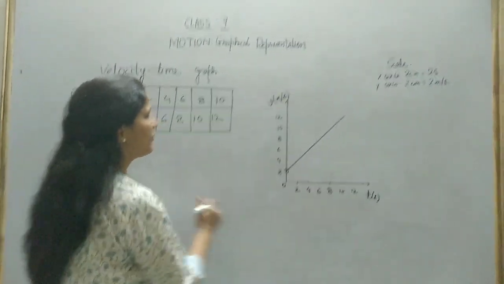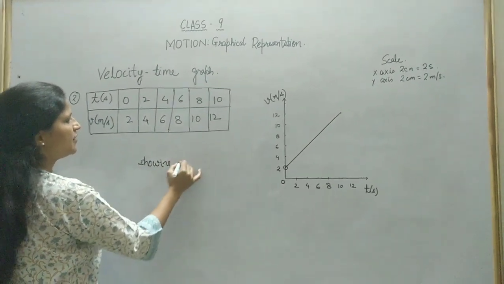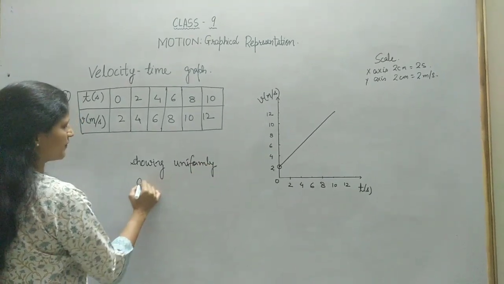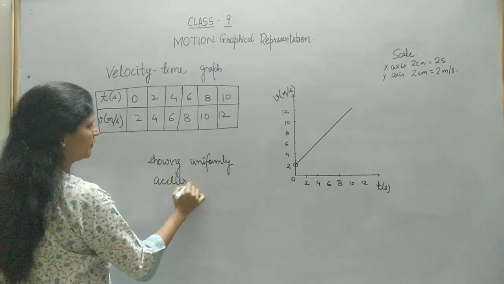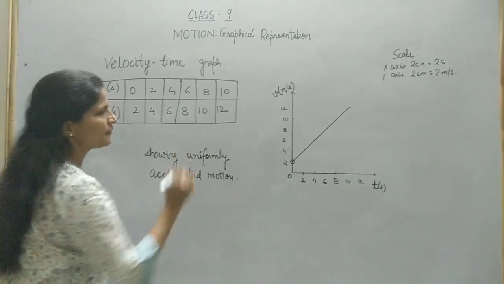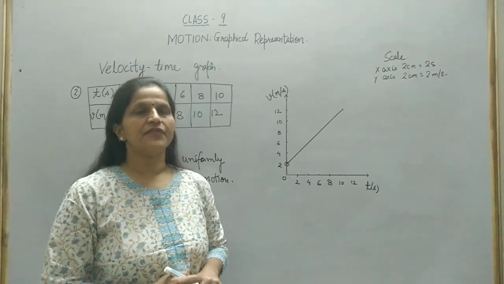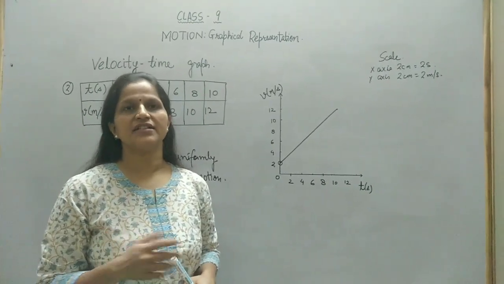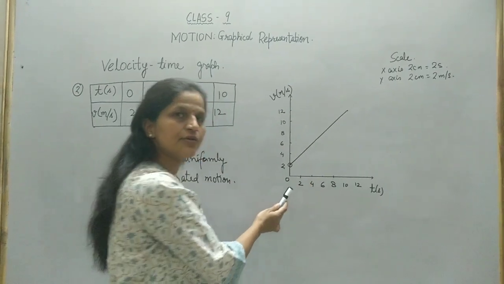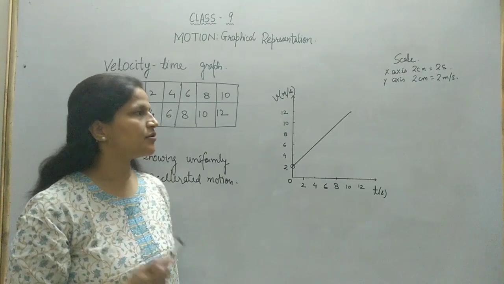So this is a graph showing what type of motion? Showing uniformly accelerated motion. If you remember, in the previous graph I told you that the velocity time graph gives us acceleration as its slope. So this slope is a constant slope. Since the slope is constant, it means that the acceleration is also constant.